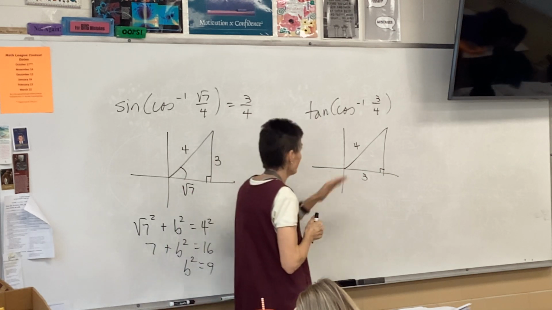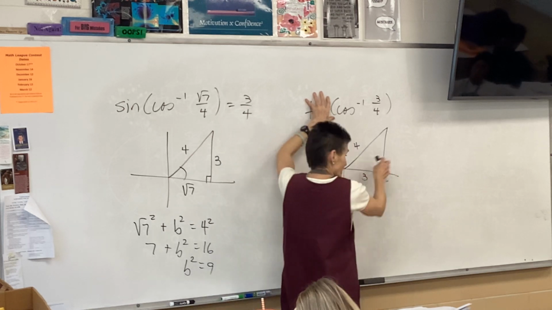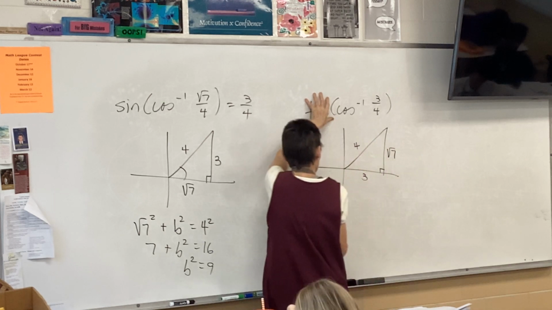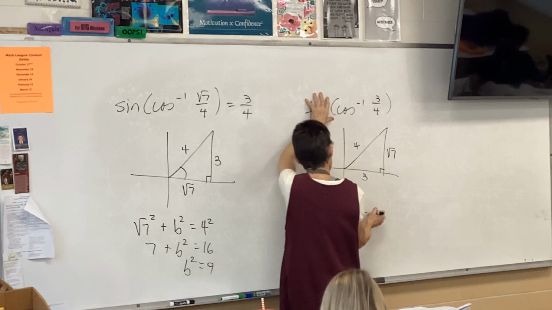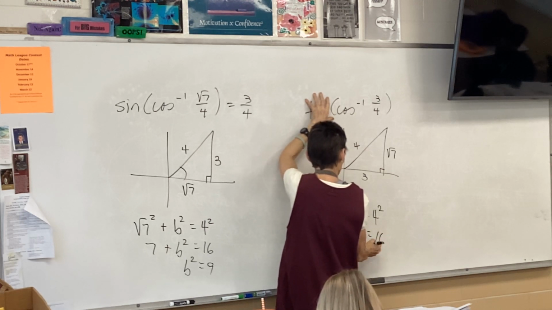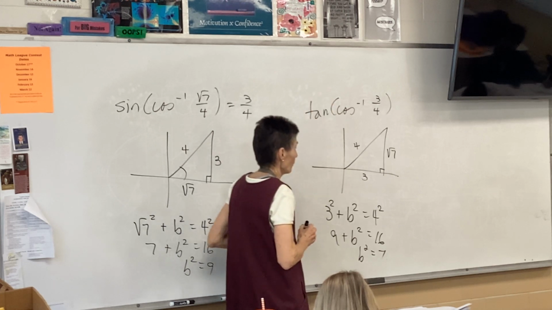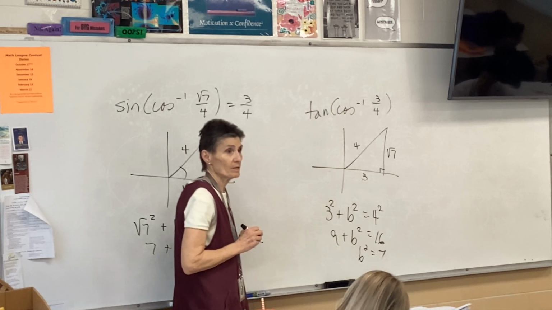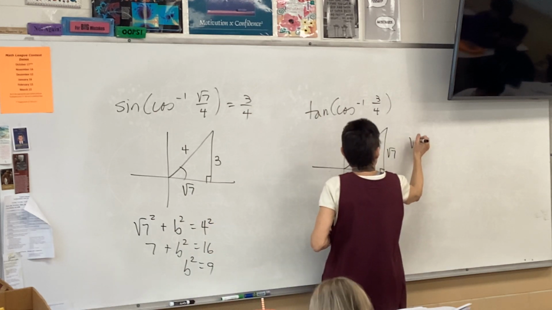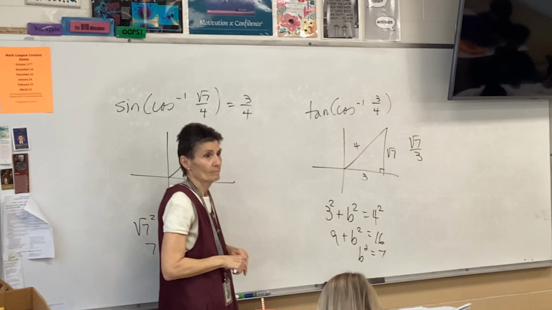Okay, anybody get a hypotenuse? I'm not a hypotenuse, I have a hypotenuse. Anybody get an opposite side over here? Root 7? Because 3 squared plus b squared is 4 squared. So b squared is 7. So b is root 7. Now, what do I want? I want the tangent. What did you say the answer was? Root 7 over 3. Opposite over adjacent.